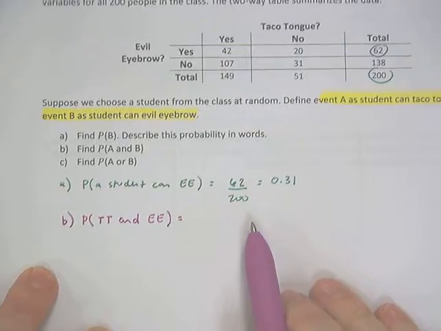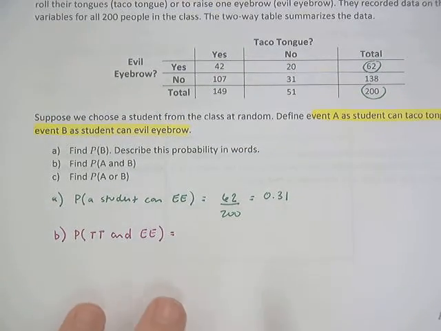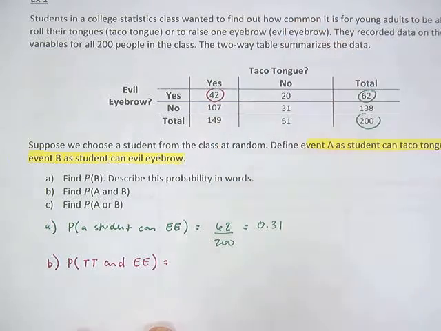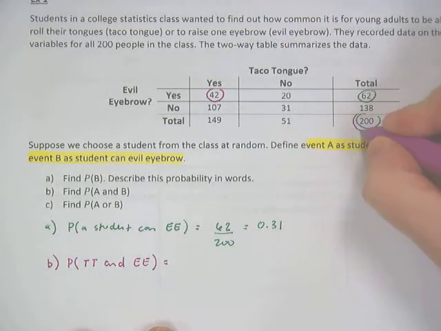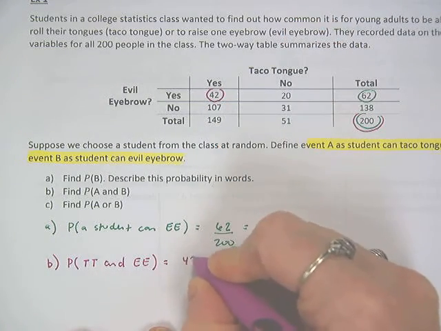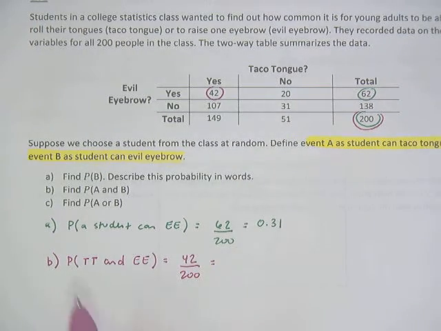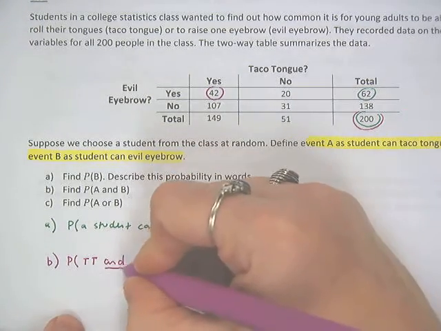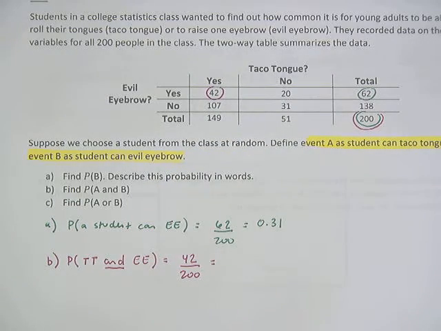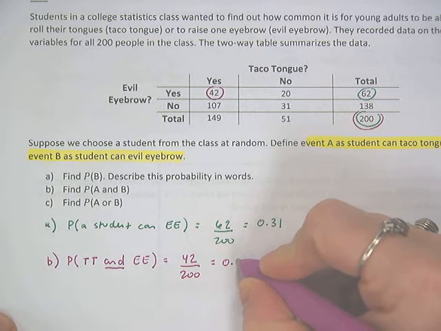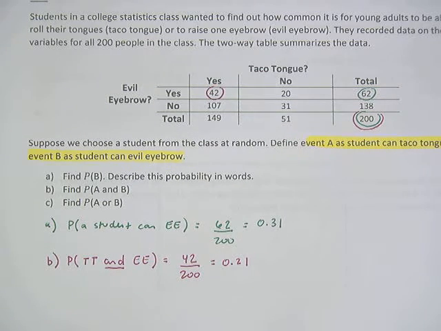So look for the students who said they can do both. That would be the yes, yes students. That's a total of 42 students in all, so 42 out of 200. They can do both, taco tongue and evil eyebrow. So that gives us 0.21 when we divide it out in the calculator.